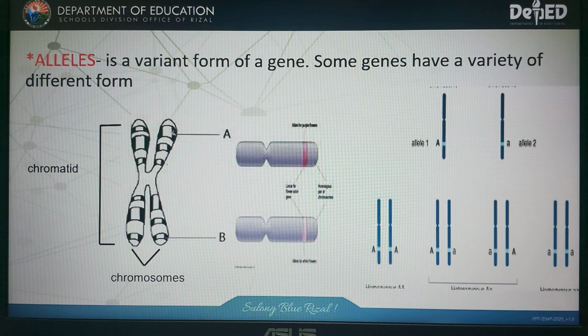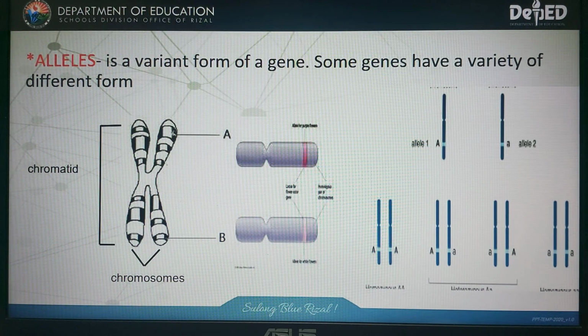Next, let's proceed to alleles. When we say alleles, it is a variant form of genes. Some genes have a variety of different forms. For example, in a cell, we have the nucleus, and inside the nucleus, we have the chromosomes. When we divide the chromosomes into two, it is called chromatid. And in each chromatid, it possesses different alleles. And those alleles are responsible for the character traits na nakukuha natin sa ating mga magulang, in terms of color ng eyes, skin, hairlines, etc.